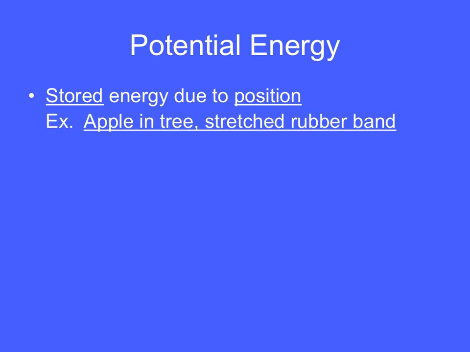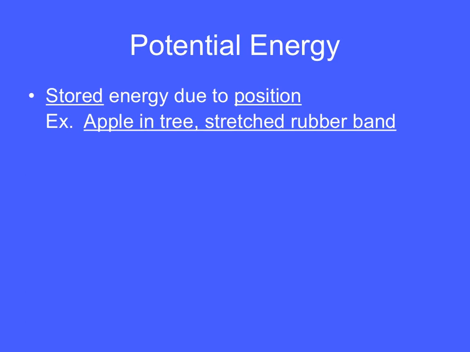And this can actually be physical position, but it can also be due to the arrangement of the particles, like the difference in the arrangement of particles between a solid and a liquid. They have different potential energies. Other examples include things like an apple in a tree, as well as a stretched rubber band.